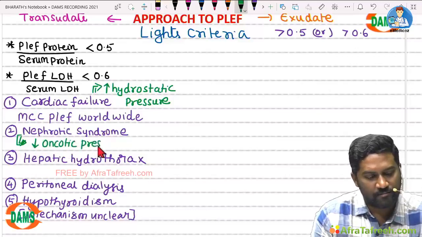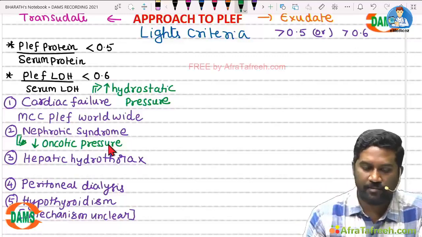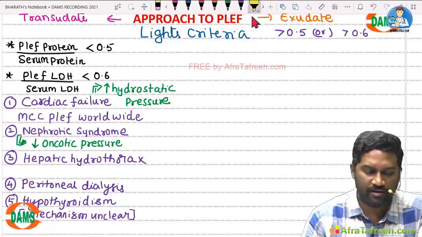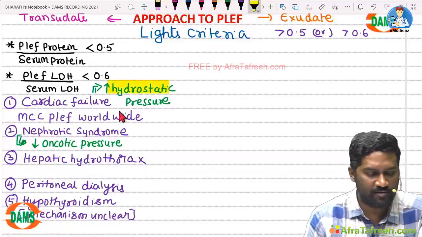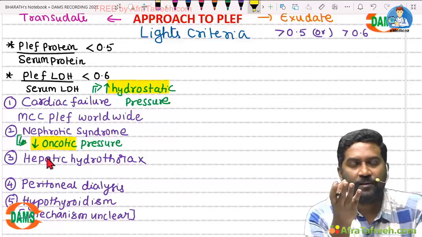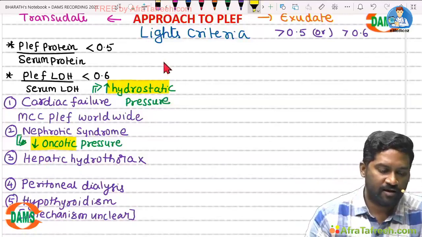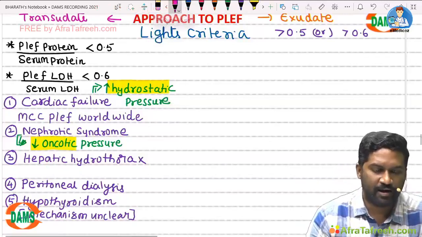This is your simple pathology, students. You understood it in your second year. For accumulation of fluid anywhere, the important causes are either increased hydrostatic pressure or decreased oncotic pressure. So the same thing is happening in cardiac failure and nephrotic syndrome, responsible for pleural collection. Then why in hepatic hydrothorax?